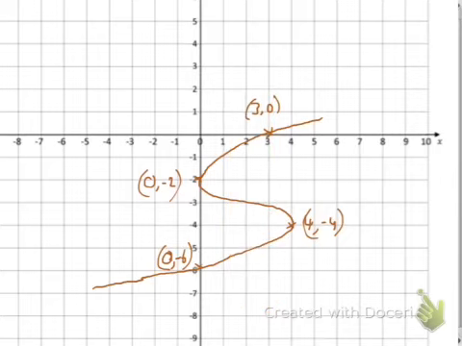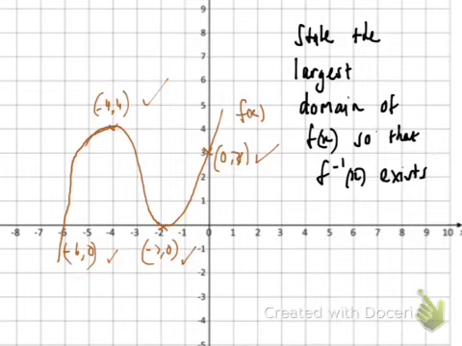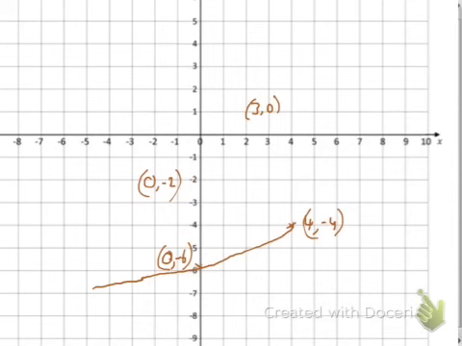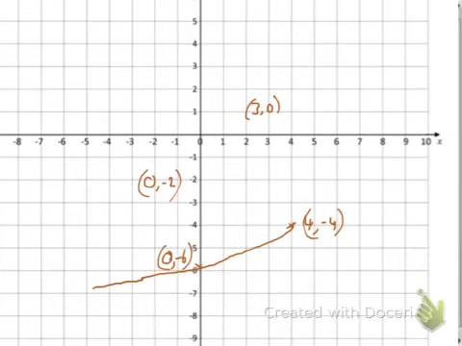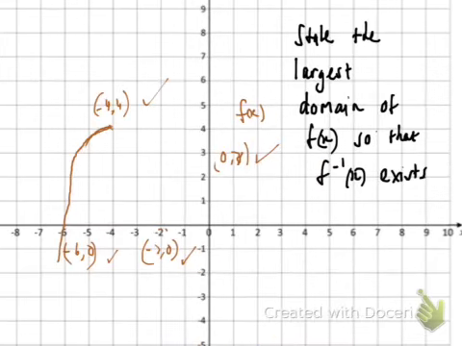Well, there's a couple of ways to do it. One way, and I'm going to start erasing here, is to erase to there. Now, if I erase to there, I've now created a function. It passes the vertical line test. I've actually also got to do that here as well. So let's compare what I've rubbed out there to what I'm rubbing out here. To get a function in my inverse, I had to rub all of that out.